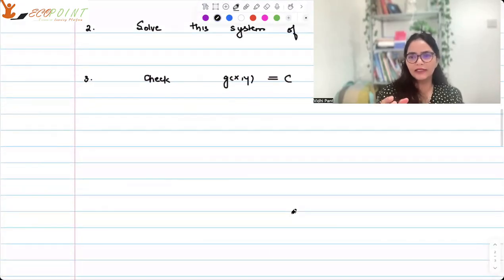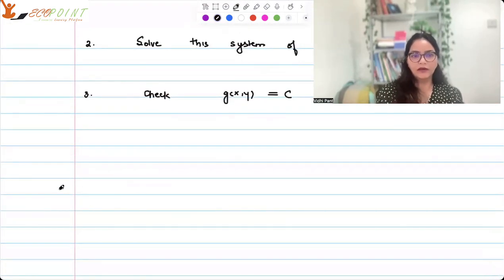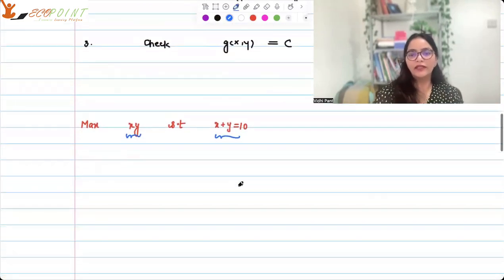Well, the third step basically just lets you be on the right track. Let me give you a very simple example to understand this. Let's maximize xy subject to x plus y equals 10. One of the very common problems in economics. This is your utility function xy, a very common utility function, and this is your budget constraint. So you have income 10 to spend on x and y together.